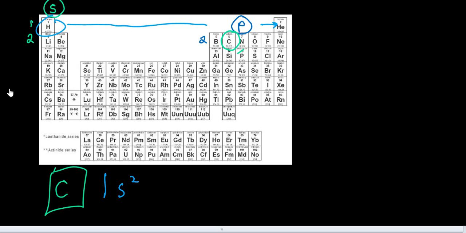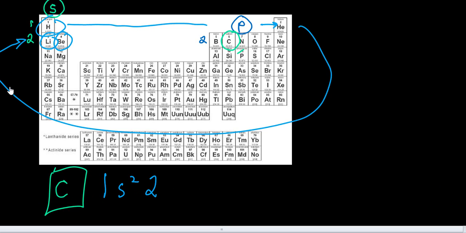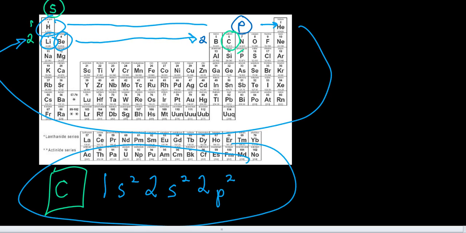The energy level 1 sublevel S is now full, so we wrap around on the periodic table, come back to energy level 2. As we proceed through lithium and beryllium, at beryllium we're now at energy level 2, sublevel S, and we have 2 electrons. We have 2s2. We work our way across over here. We're at energy level 2. We're now in the P sublevel, and we have 2 electrons as we go to carbon, so it would be 2p with a superscript 2. This would be our electron configuration for a carbon atom.